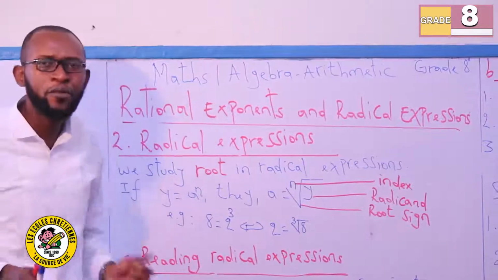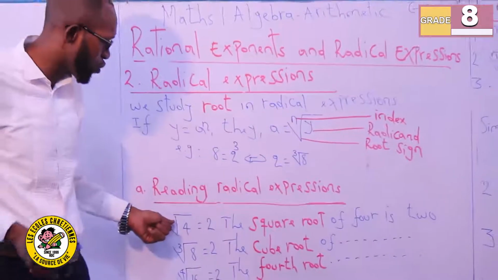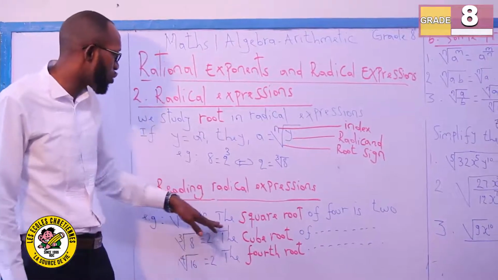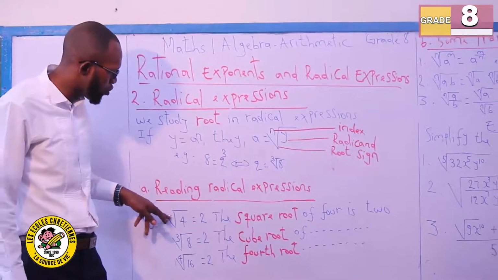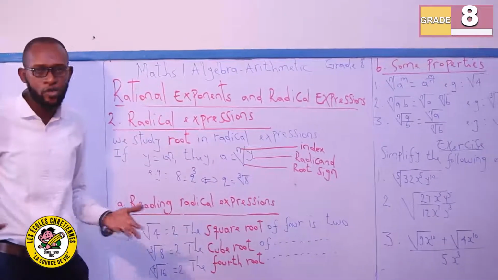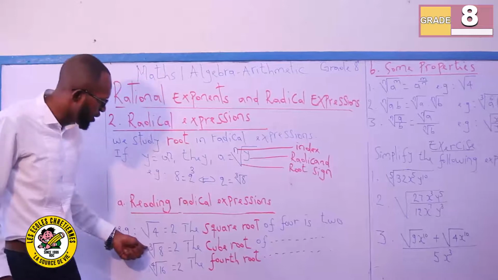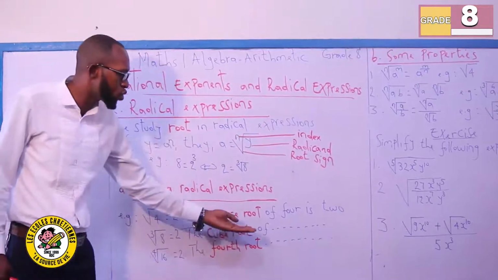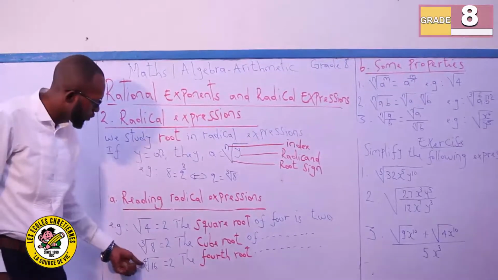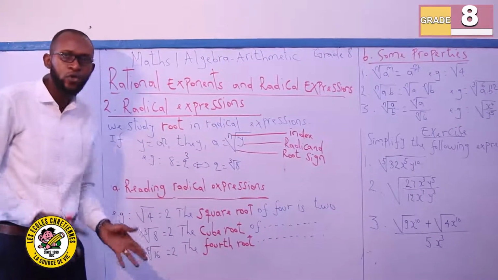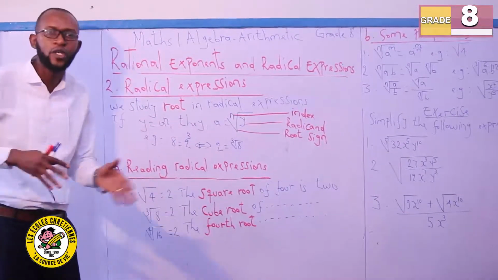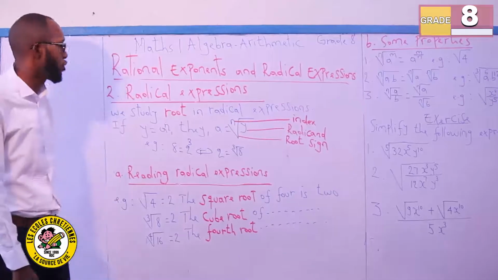If it's written like this, it means the index is 2. When the index is 2, they don't write it. When you read it, you say the square root of 4 equals 2. And here the index is 3, so we say the cube root of 8 equals 2. And here the fourth root, so you use ordinals: from 4 you say the fourth root, the fifth root, the sixth root, and so on and so forth.